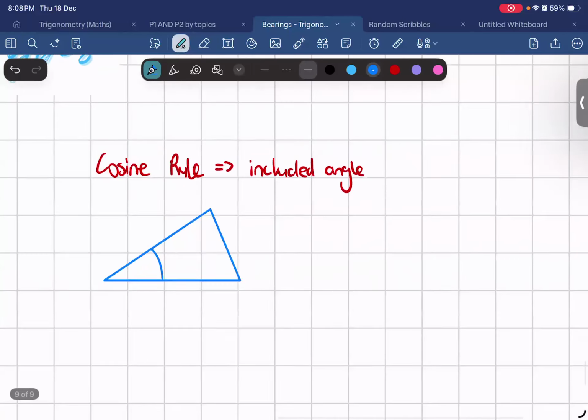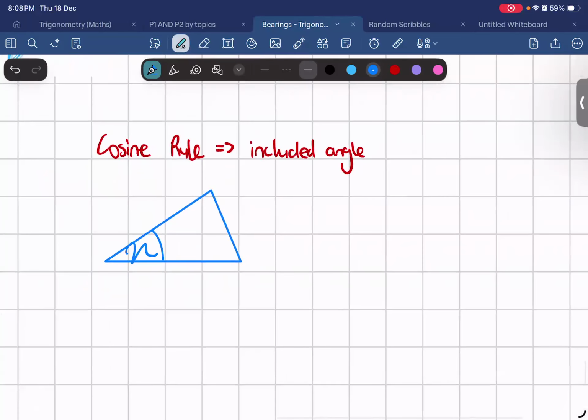Right. So, Faith, give me an angle here. 35 degrees. Yeah, we can work with that. Let's just say that this length here is 9 centimeters, and let's say that this length is 7 centimeters. Would you say that this is an included angle? Yes, you would say this is an included angle because the angle 35 is in between two known lengths.